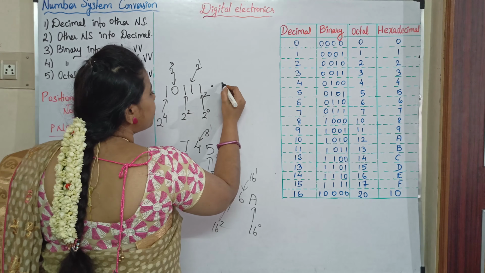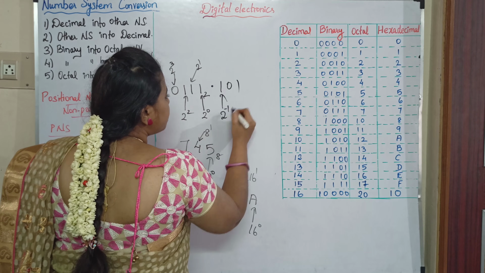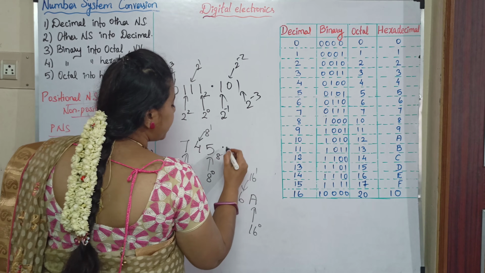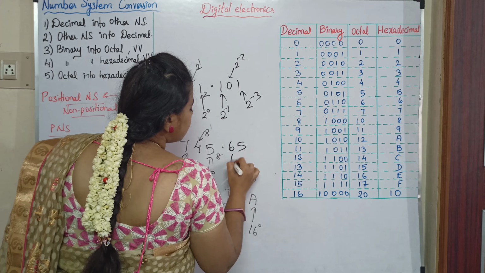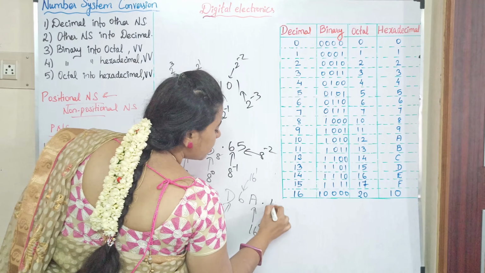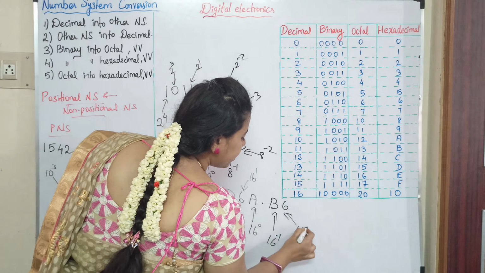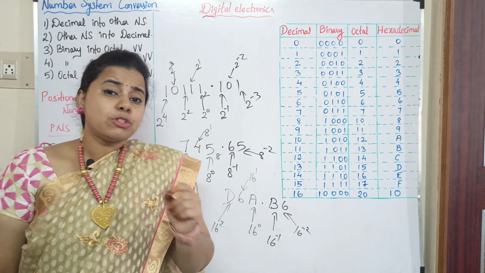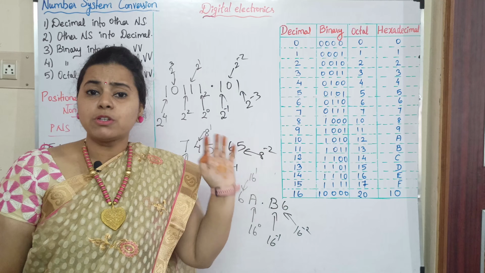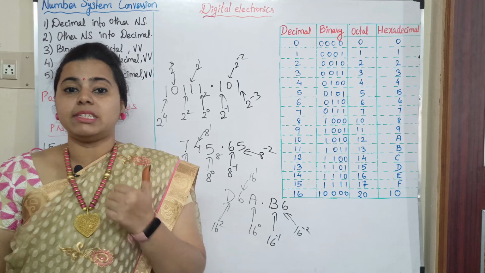The same applies for binary. If there are digits after the point, you have to write like this: 2 to the power minus 1, 2 to the power minus 2, 2 to the power minus 3. Same thing for octal: if any digits are after the point, you have to represent 8 to the power minus 1, 8 to the power minus 2. Same thing for hexadecimal: 16 to the power minus 1, 16 to the power minus 2. So in positional number system, each digit is weighed according to its position. Examples for positional number system are hexadecimal, octal, decimal, binary and BCD.